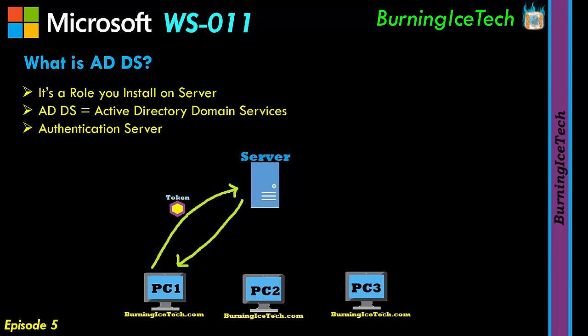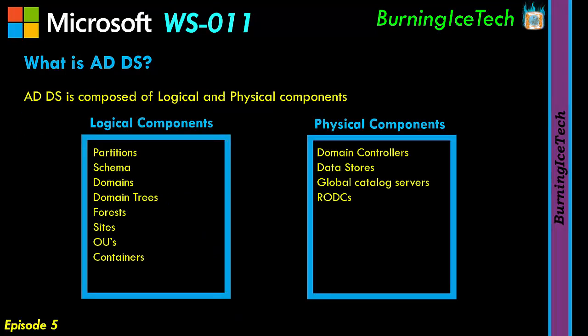So let's go back to those two tables of ours. With regards to these two tables, the first one we have here is partitions. Now, what is partitions? A partition, or naming context, is a portion of the Active Directory Domain Services database.